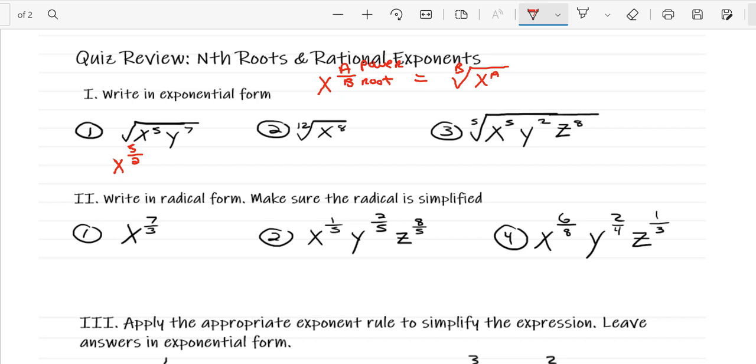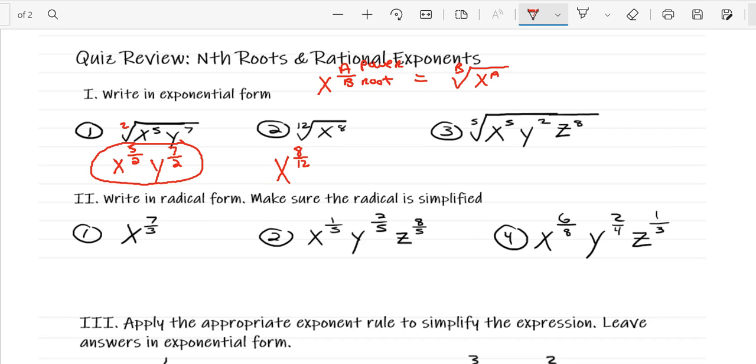The default root, if there's nothing written, is the square root. So it will be x to the 5 over 2, and this will be y to the 7 over 2. This will be our answer in exponential form. For number 2, again, the power goes first, so it'll be x to the 8 over 12.